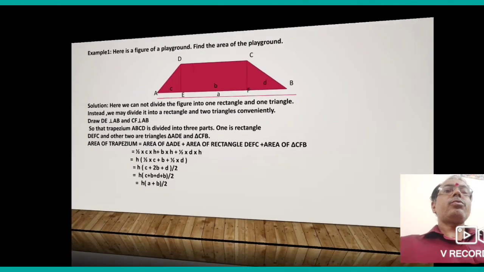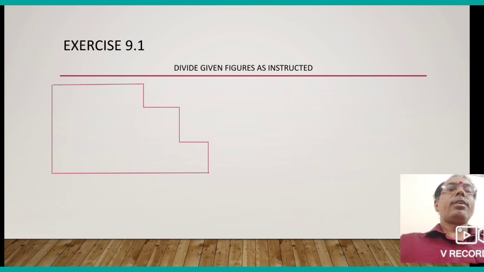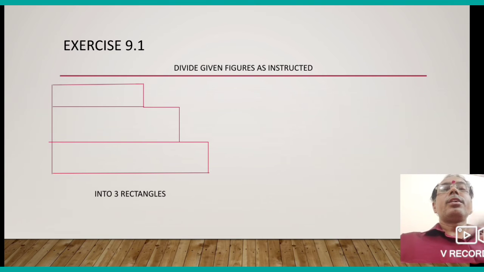Okay, now let us see one more. There are more and more interesting sums in our exercise 9.1. So see this here, divide the given figures as instructed. Then here we have the figure. Here we have to divide this into 3 rectangles by drawing a line at that position, and another one. So we draw these two like perpendiculars from those edge points to the left side line. So we get easily 3 rectangles.